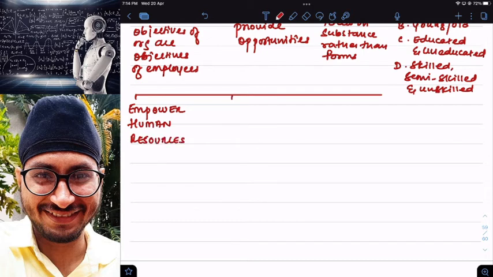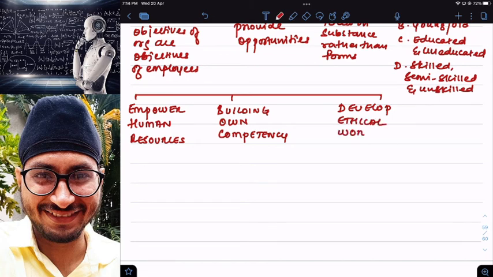What else can I do? Building own competency. Clear? And then develop an ethical work culture. Empower human resources, building own competency, and develop an ethical work culture. These three are the other roles, the other responsibilities, of an HR manager.